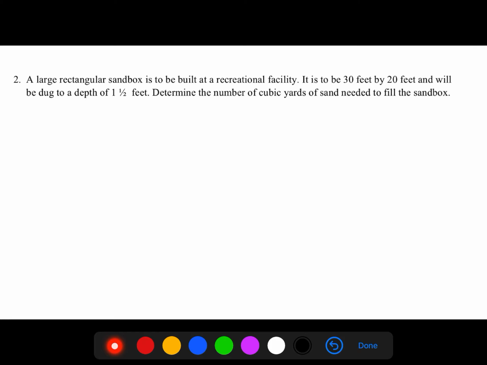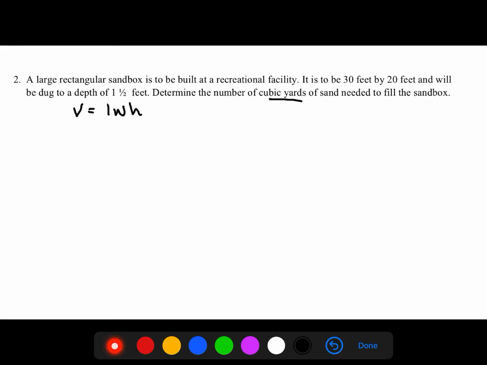Number 2, a large rectangular sandbox is going to be built at a recreational facility. So we're going to have 20 feet by 30 feet, and it's going to be 1.5 feet deep. So we want to know the cubic yards of sand. So we're talking about volume, and it makes sense, sand to fill the sandbox.